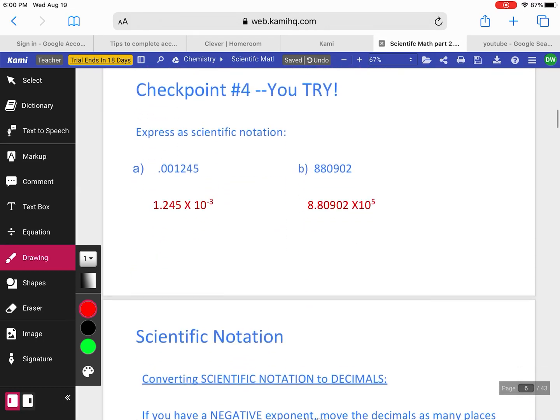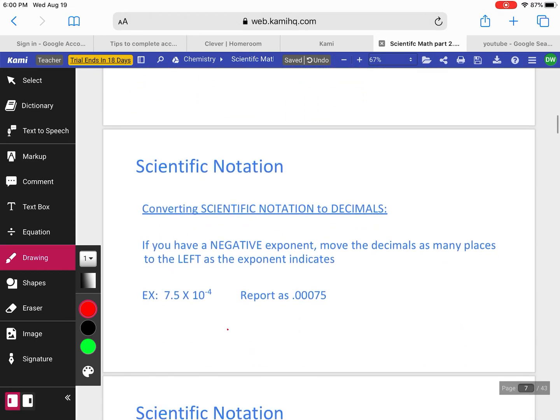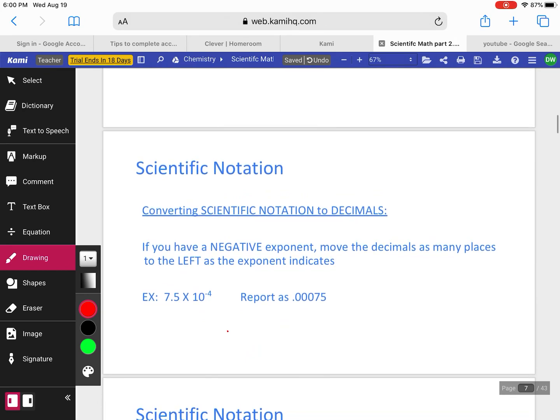All right, so we tried those. Now, sometimes you're given scientific notation and you want to convert it to decimals or standard notation. If the exponent is a negative number, you're going to move to the left, and you're going to make your number less than 1. So you can rewrite the number and then move it to the left 4 times. 1, 2, 3, 4. Fill in your zeros.